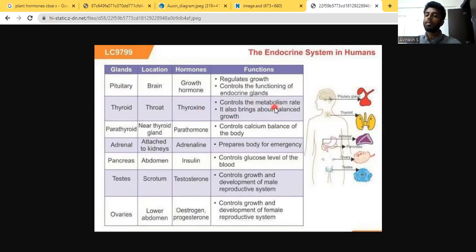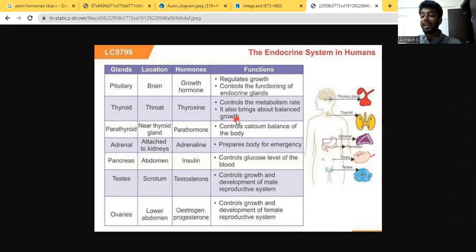What I mean by metabolism rate is, suppose I eat food, how quickly is it digesting in my body? How quickly is my body able to accept that food? That is called metabolism. It can also be respiration: how quickly my body is able to take in oxygen. That is called metabolism. So it controls the metabolism rate of our body, how I'm able to convert the food to energy. That is called metabolism, and that is controlled by the thyroid gland by a hormone called thyroxin.